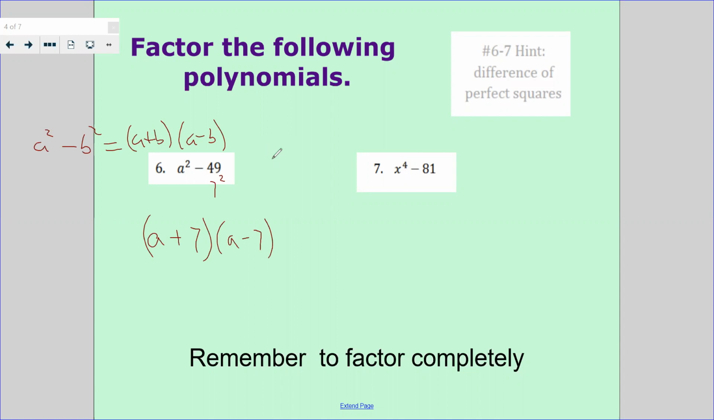It doesn't really matter the order. You know, I could have written a minus 7 first because they're being multiplied. So order of multiplying doesn't really matter. And 2 times 3 is the same as 3 times 2. So not really a big deal there.